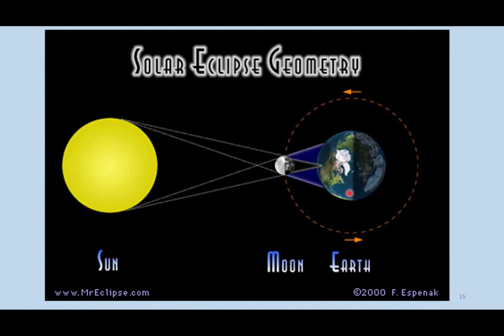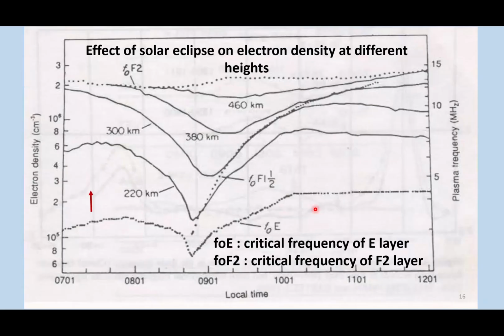So this is the situation in a total solar eclipse when all of them are perfectly aligned, with the result that a certain point on the surface of the earth is not getting the solar radiation. Naturally, at the ionosphere above that spot, solar radiation is not coming, so the ionospheric density or production will decrease. This is what is seen: if you look at the critical frequency of the E layer, it slowly decreases.